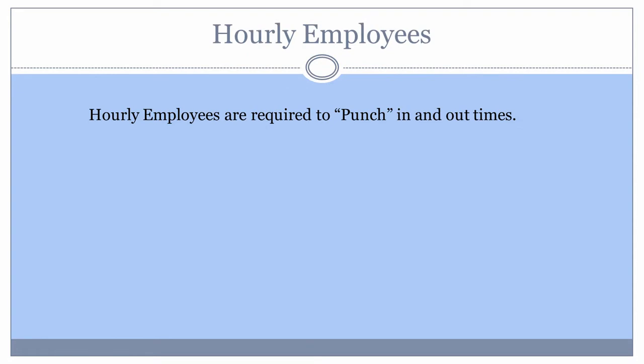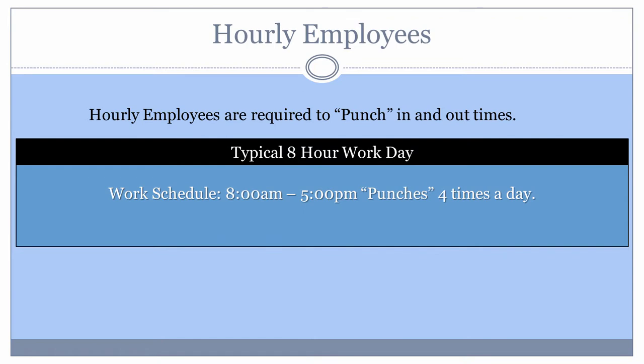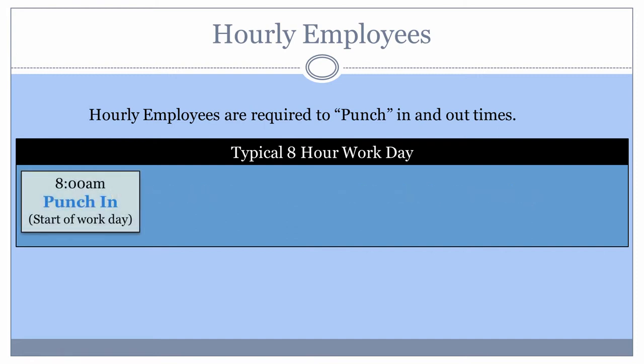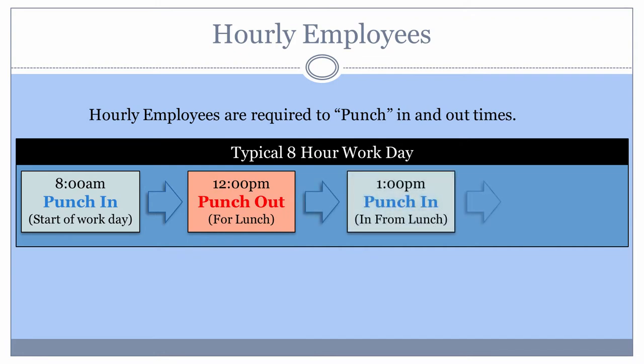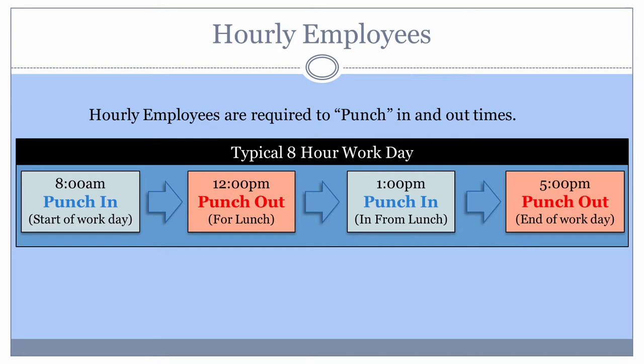As an hourly employee, you will be required to record your working hours and account for your meal break or lunch by recording a punch on the NOVAtime application. This means if you work from 8 to 5 and take a 1-hour lunch break from 12 to 1, you will be punching 4 times a day: at 8 a.m. for the beginning of your workday, at 12 p.m. when you leave for lunch, at 1 p.m. when you return from lunch, and at 5 p.m. at the end of your workday.